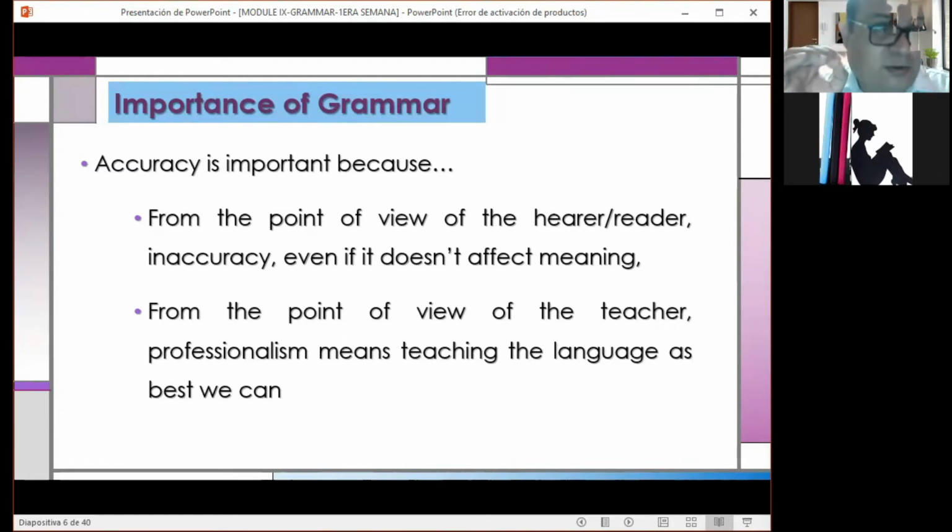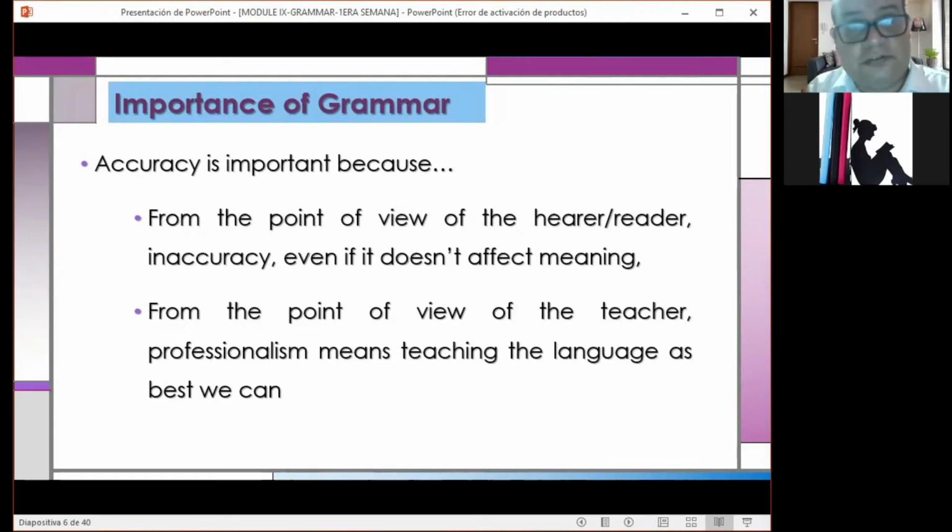Notice, so this is called accuracy. How effectively you use the language. And if you don't follow these patterns or these structures, you are not accurate. So you're not using the language well. Yeah? Notice these two points of view. According to the point of view of the hearer or the reader, inaccuracy could be acceptable if it doesn't affect the meaning. If you can understand the message. So inaccuracy is not so important. So you could accept inaccuracy.